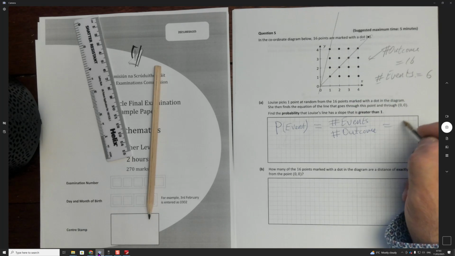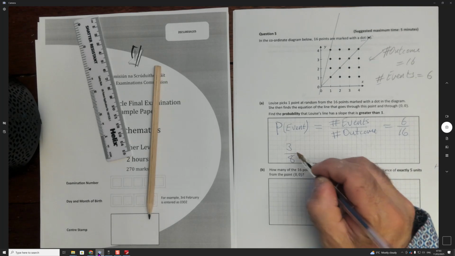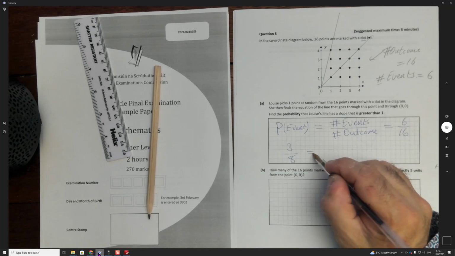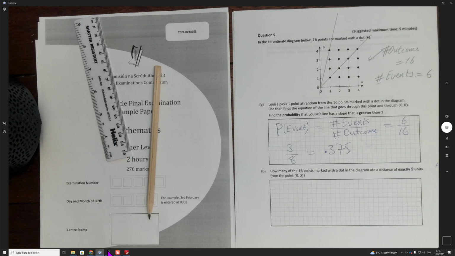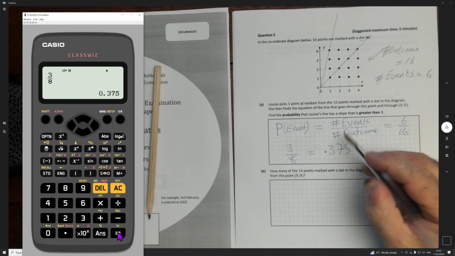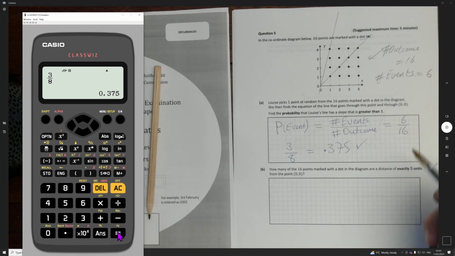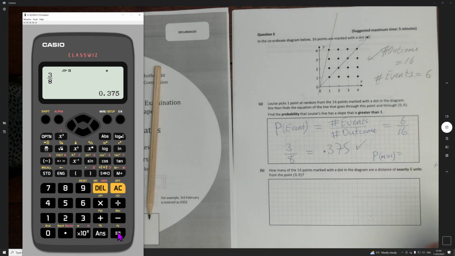Okay, so that should be pretty clear, and that goes in at 6 over 16, which reduces to 3 over 8, which is 0.375. Checking. Okay. Now I could have said probability m larger than 1, slope larger than 1, equally, to name the event in particular.